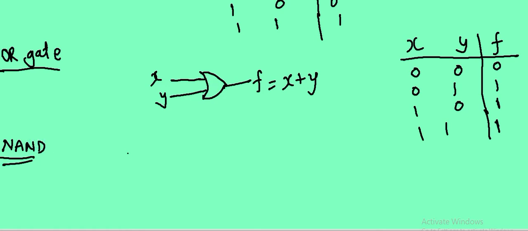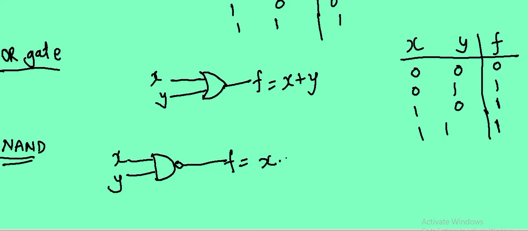So NAND gate means the AND gate followed by NOT gate. So NOT gate or inverter, the symbol is like this. So we have 2 inputs x and y. This is the NAND gate, and f will be x dot y, the complement of x y, right?